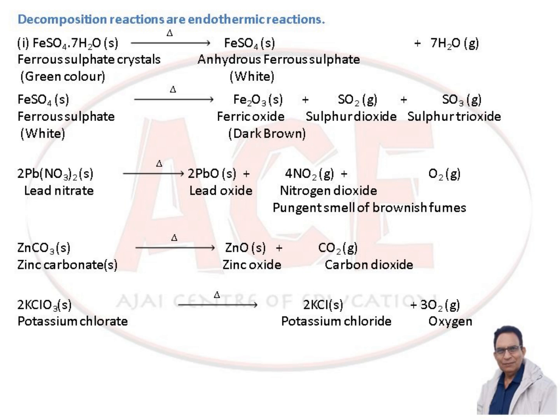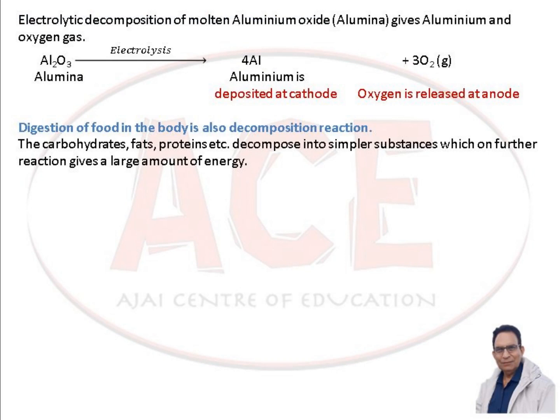Another reaction of decomposition: ZnCO3, that is zinc carbonate, on heating gives zinc oxide plus carbon dioxide gas. One more example, KClO3, which is known as potassium chlorate, on heating gives KCl, potassium chloride, plus oxygen. Electrolytic decomposition of molten aluminum oxide known as alumina gives aluminum and oxygen. Molten Al2O3 on electrolysis gives aluminum and oxygen. Aluminum is deposited at cathode and oxygen is released at anode.